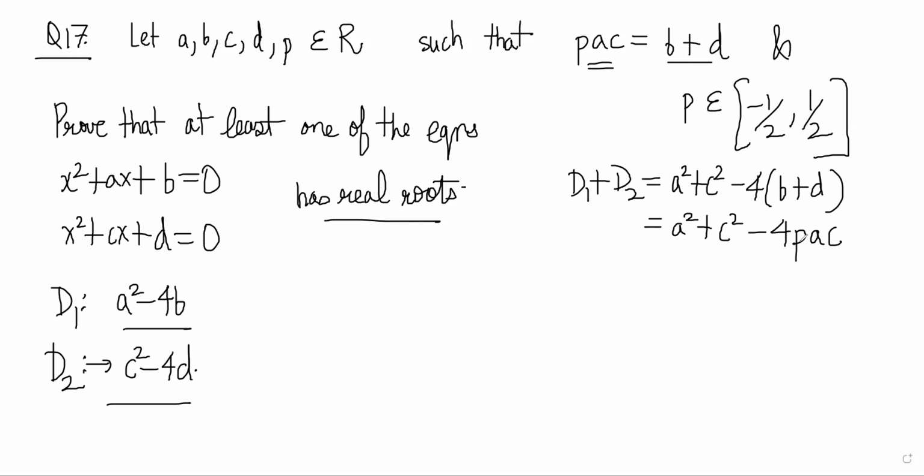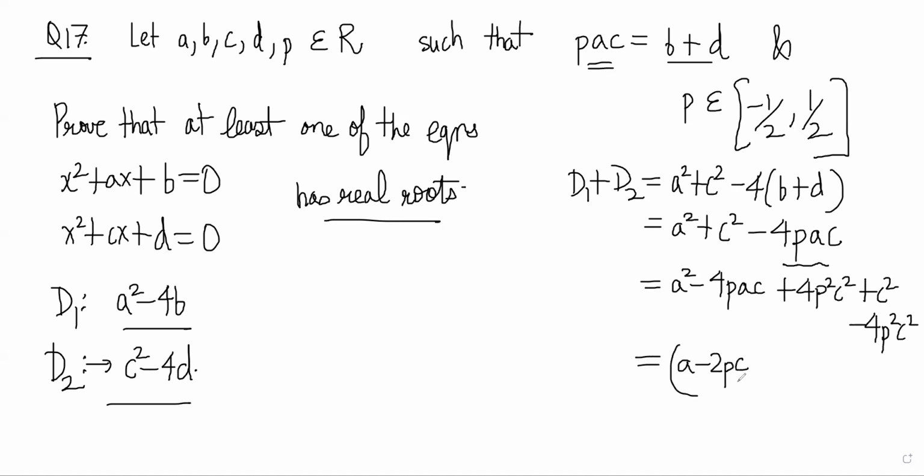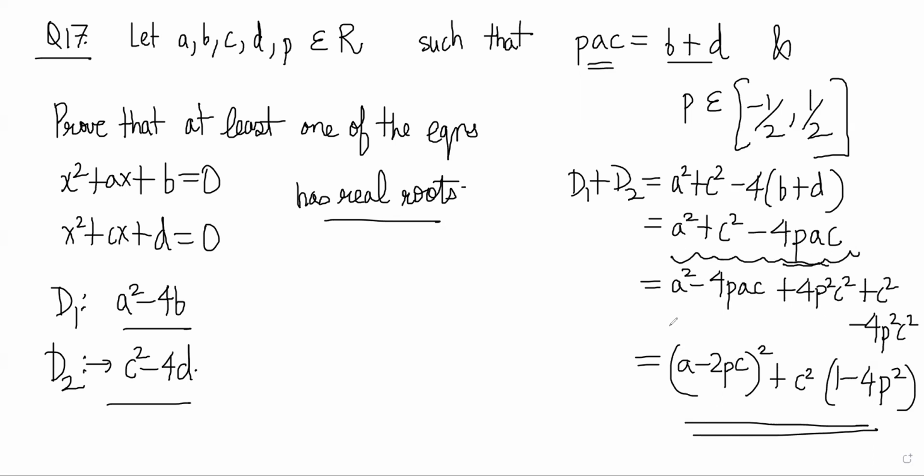Great. So that can be written as, if you add and subtract a 4 p square c square term here, you will be able to make it a perfect square. We are doing completing the square method by adding and subtracting a 4 p square c square term, c square minus 4 p square c square. Okay. So if you complete the square like this, you get a minus 2pc whole square plus c square common 1 minus 4p square. So notice what has happened here. We got this as d1 plus d2. We wrote it as a perfect square plus something like this, right?